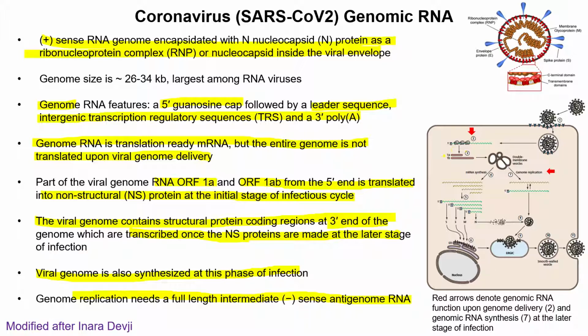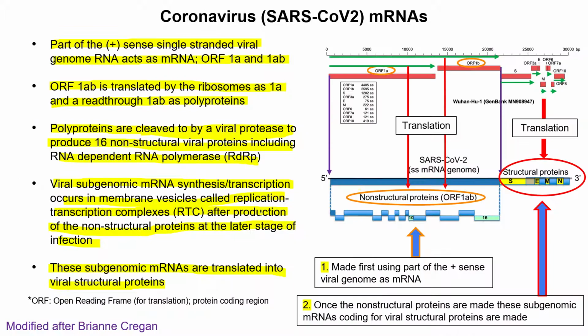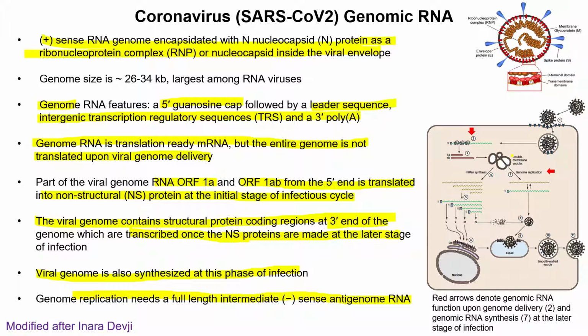This is the first step. These proteins set up the double membrane vesicles, which we were talking about in the last part. The mRNA synthesis occurs in vesicles called replication transcription complexes, or RTCs. Inside, at the later stage, the first process is mRNA synthesis. These make the S, E, M, and N proteins. To make that, you have to make an intermediate minus strand, and on that minus strand you make the plus strand mRNA, which is translated by the ribosome to make the structural proteins.